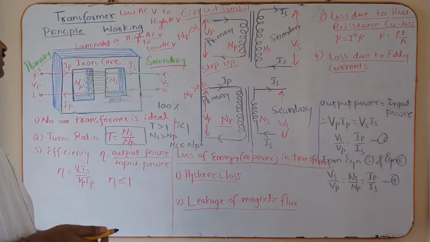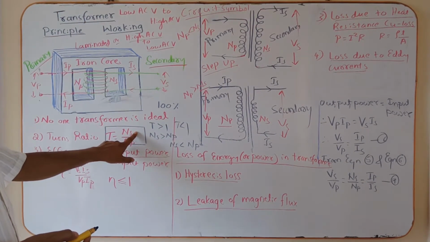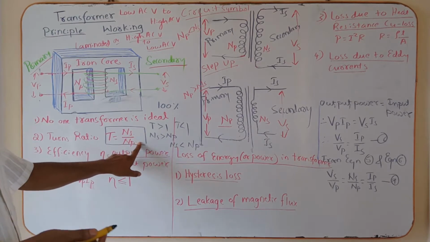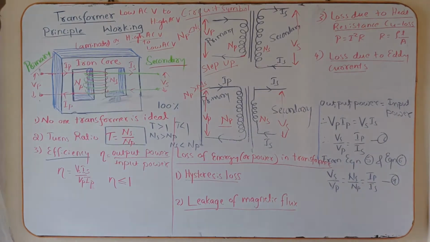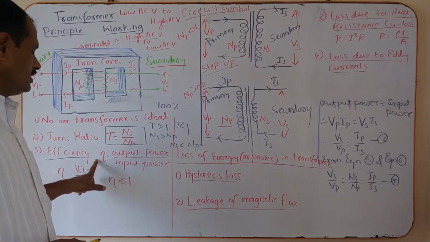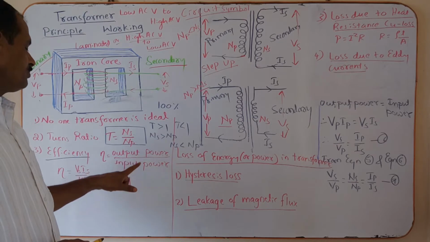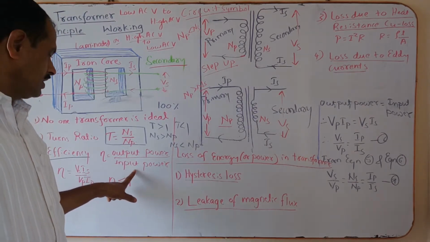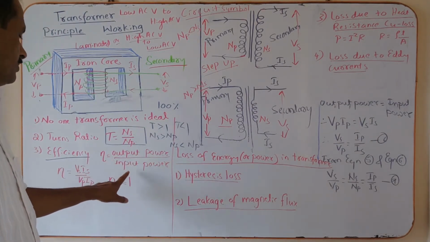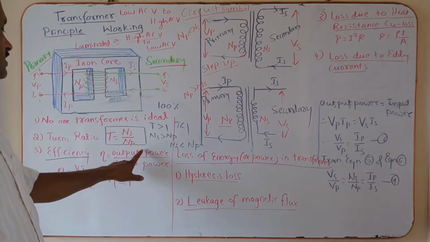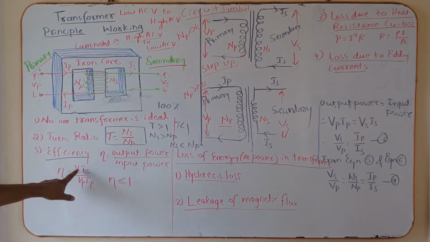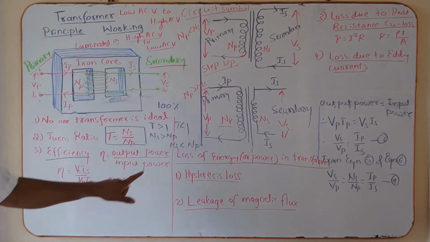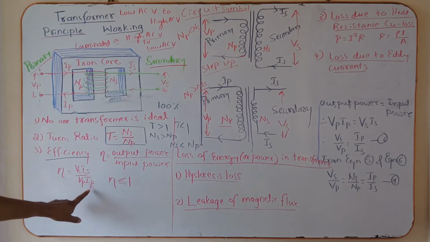The turns ratio of the transformer is nothing but the ratio of the number of turns in the secondary coil to the number of turns in the primary. Then we come to the efficiency of the transformer. The efficiency of the transformer is defined as the ratio of output power to input power. Output power is the voltage in the secondary times the current in the secondary. Input power is the voltage in the primary times the current in the primary.